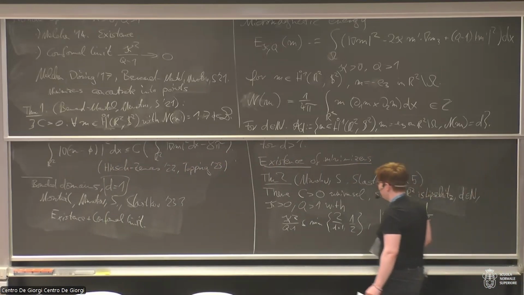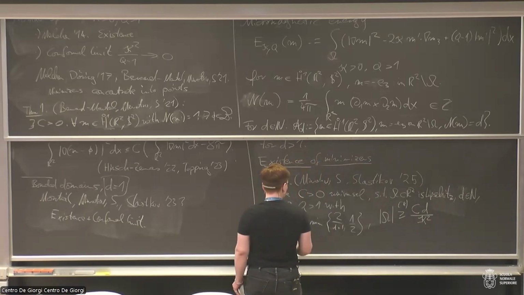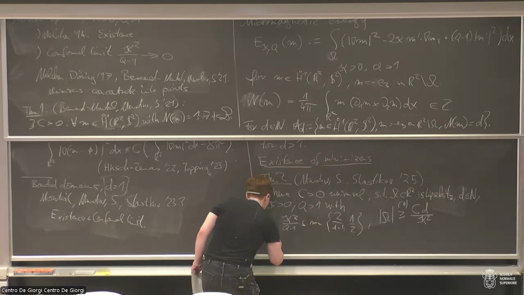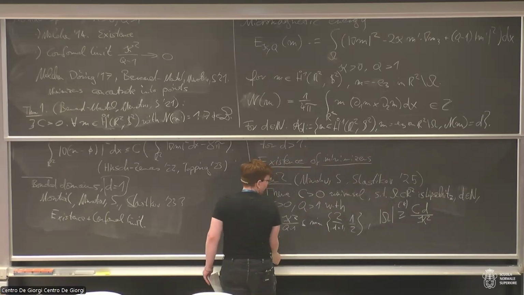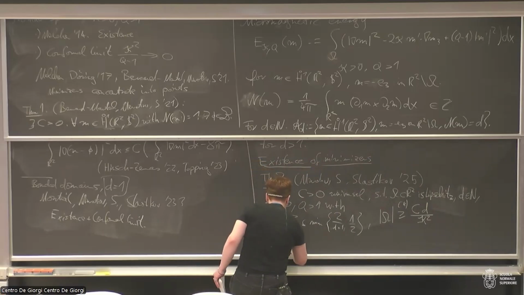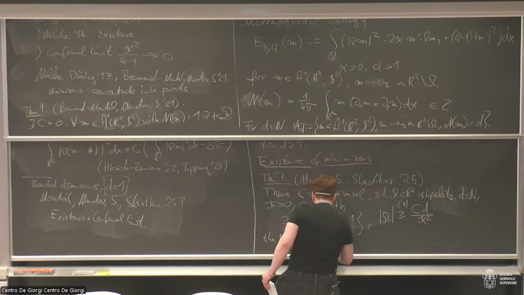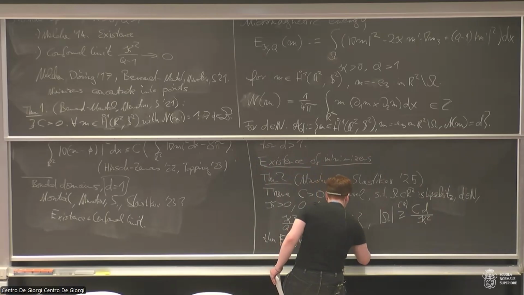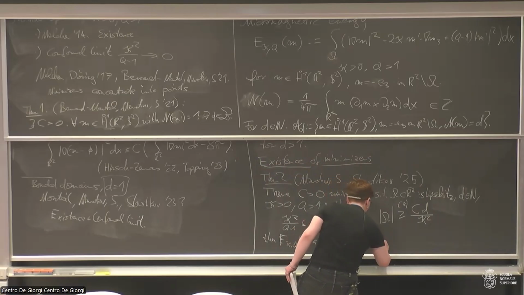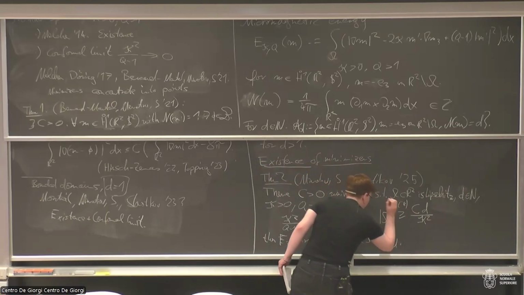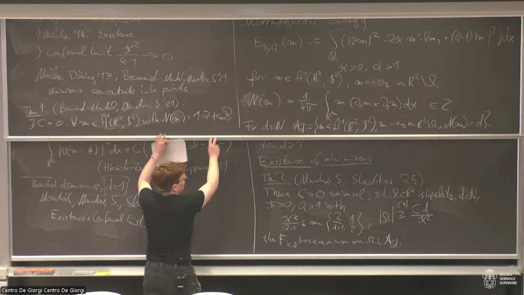Then the energy has a minimizer over omega in a t.